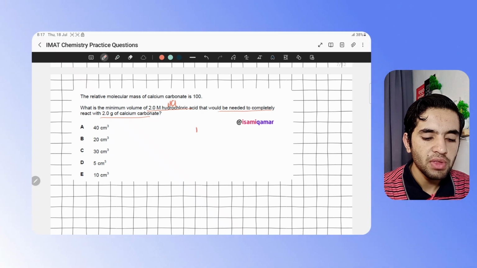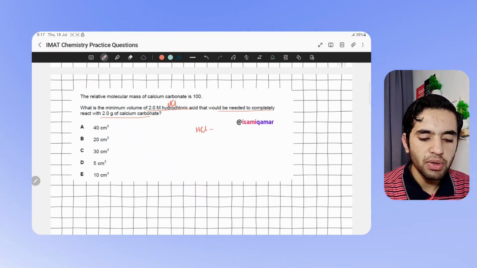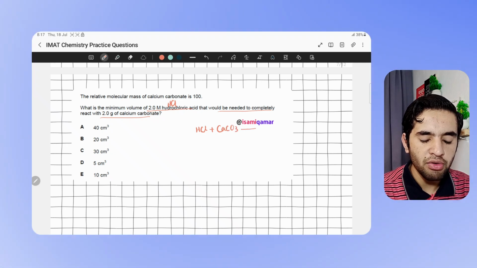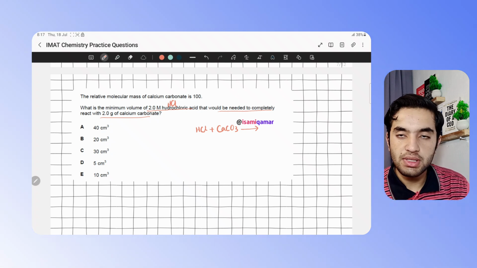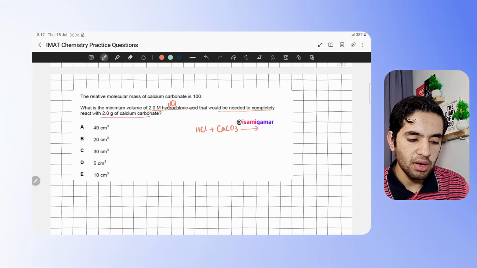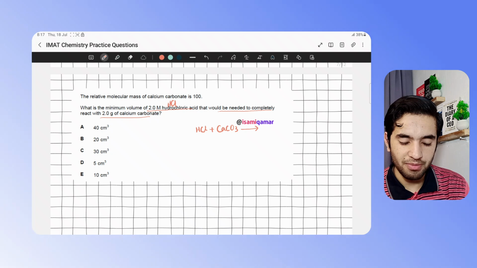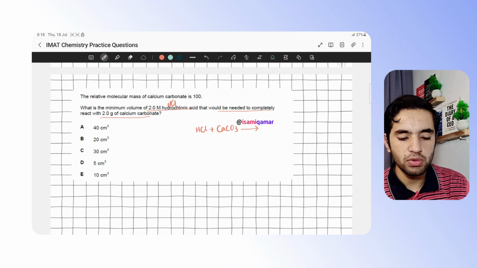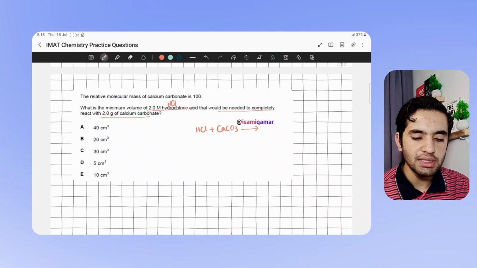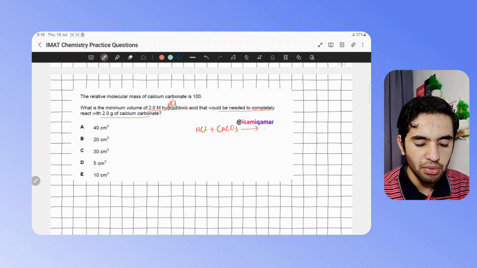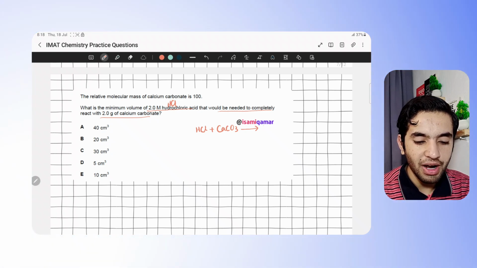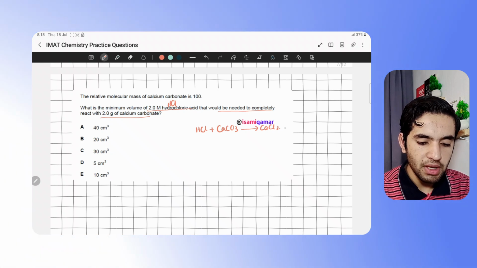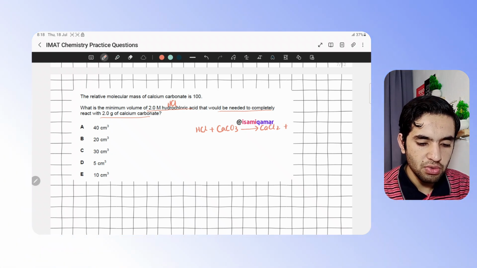For example, it says HCl is going to react with calcium carbonate, and it will form something. So you have to write a reaction for this, because by writing the reaction you can compare the moles, and this is what we are going to do. So HCl plus CaCO3 will form, I don't know exactly what the products are, but I am writing it anyway because I think that will be true: CaCl2 plus H2CO3.